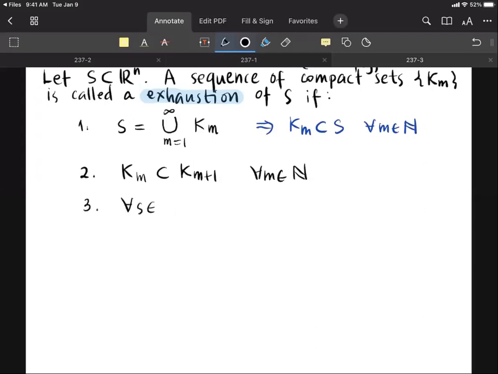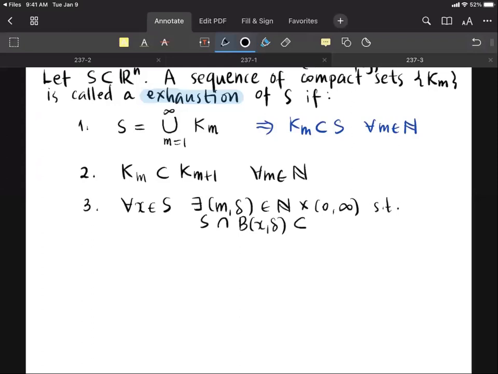for any x in S, there exists an integer m and a positive radius delta such that the intersection of S with the ball centered at x having radius delta is contained in the compact set K having index m.